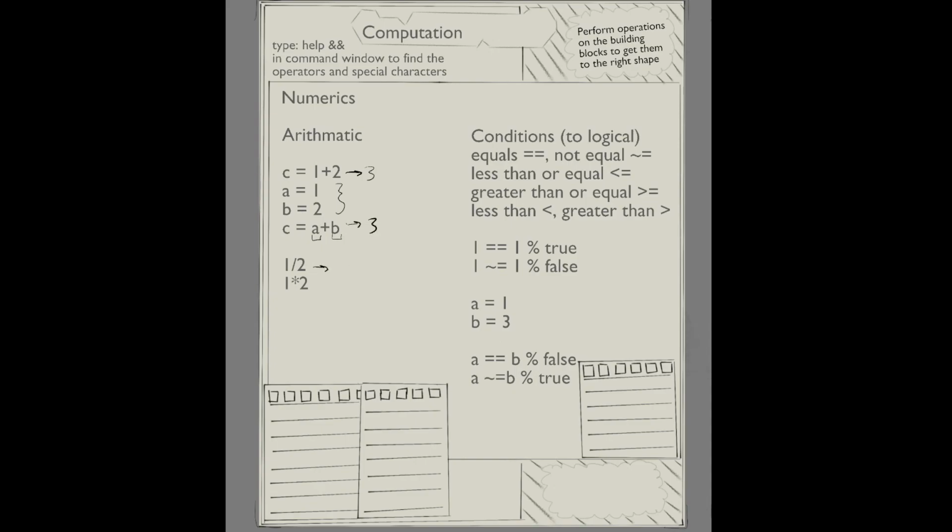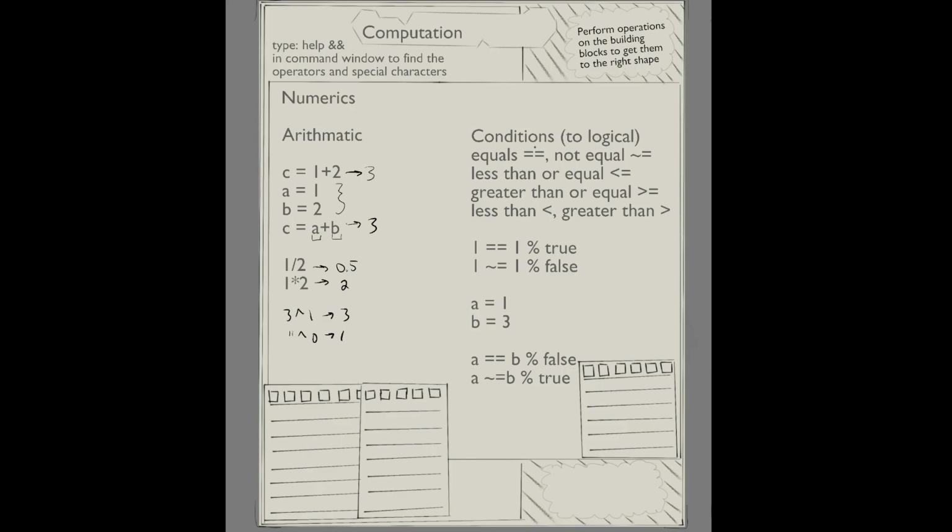1 divided by 2 will return 0.5, and 1 times 2 will return 2. So pretty obvious, just the basic stuff. There's also the caret, which is for exponent. So 3 to the power of 1 would be 3, 3 to the power of 0 would be 1, and so on and so forth.